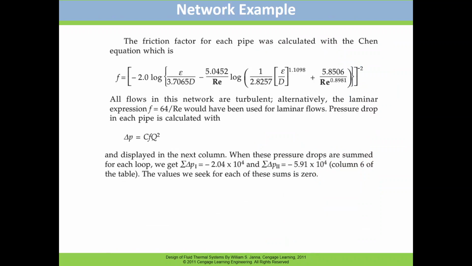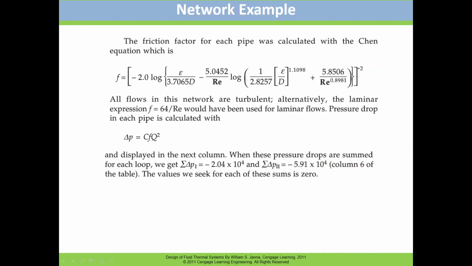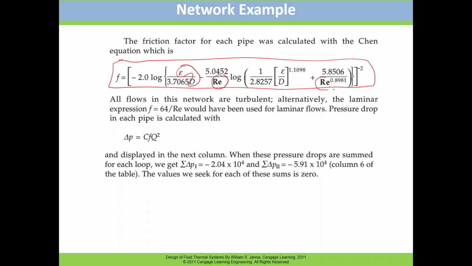Before we go to loop 2, note that when you are making a program, looking up the value of f in the chart again and again is not possible. So what we do is use equations when we make a program. This is the equation for the friction factor. When you know the value of epsilon over d and the value of Re, you can calculate the friction factor, and this is the Chen method.